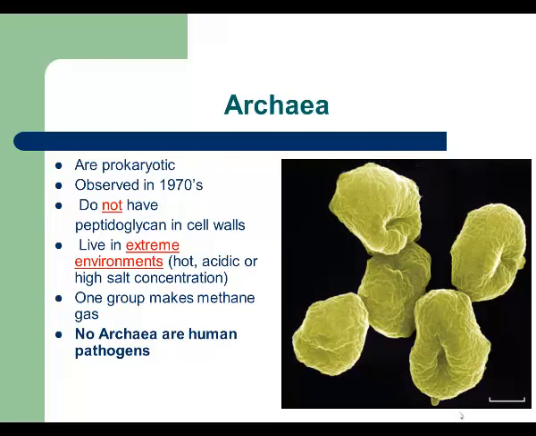Also, they live in extreme environments. For example, hot environments, cold environments, acidic or high salt concentration environments. One group of Archaea makes natural gas, methane. And if you look at the surface of the swamp, very often you can see bubbling on that surface because Archaea produce natural gas. And the last characteristic you have to remember, no Archaea are human pathogens. Means Archaea do not cause infections in humans.